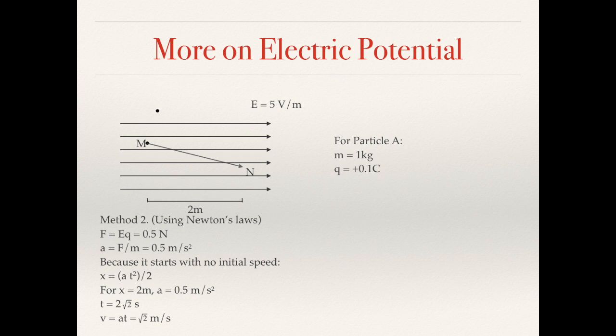Because we still don't know the time it takes to travel from M to N, we use x equals at squared over 2 to solve for the time it takes. As is shown in the slide, the time is 2 times the square root of 2 seconds. So we could calculate the final speed, which is the acceleration times time, and it is the square root of 2 meters per second. This result is the same as we got using the conservation of energy.